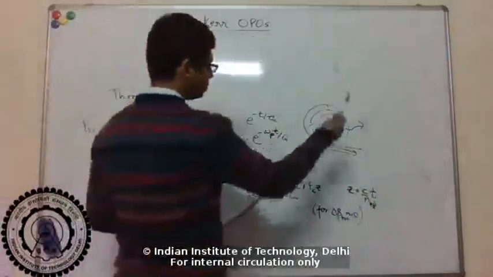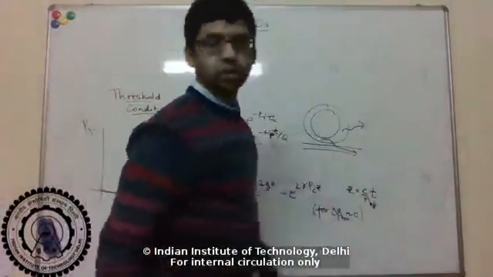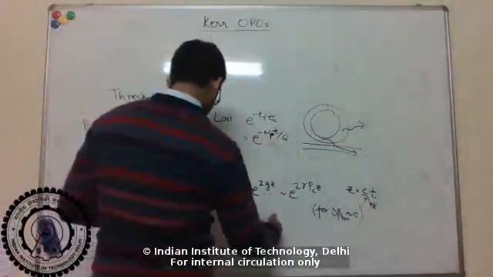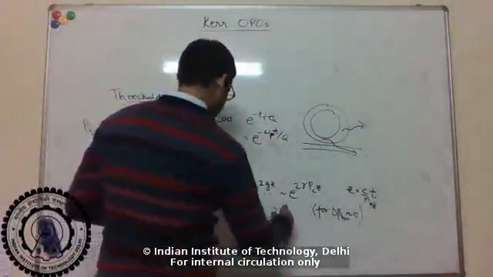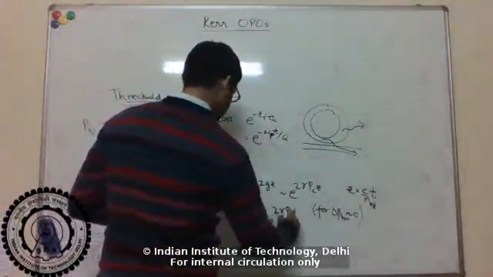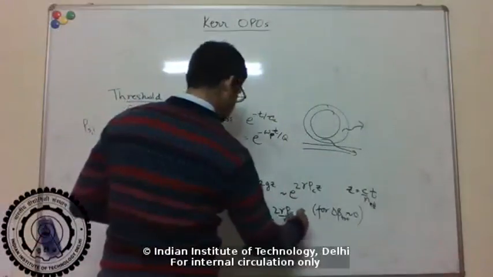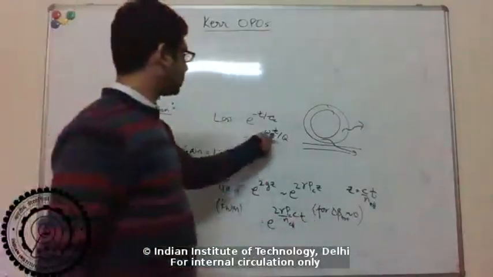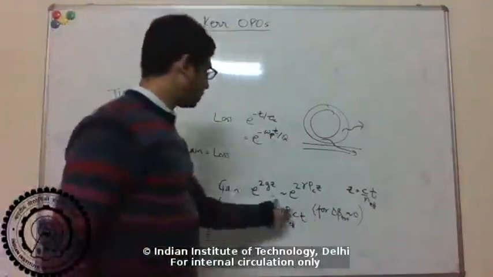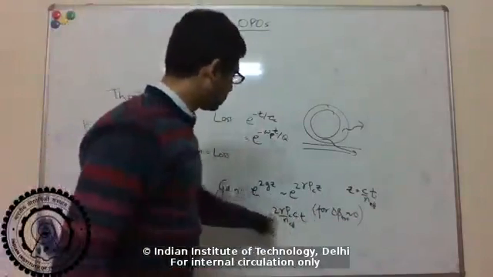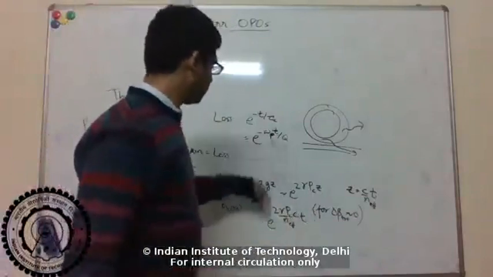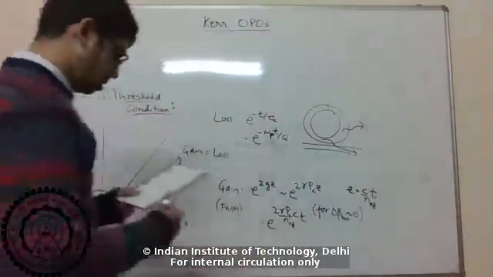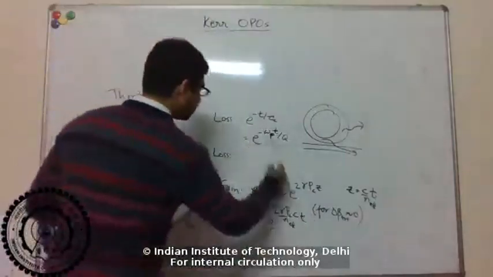So time and position are related just by the speed. So the gain I can write as e to the 2 gamma P times t. So my loss goes as e to the minus some constant times t, and my gain goes as e to the some constant times t. When this constant becomes equal to this constant, then my gain can overcome my loss. So when does that happen? Threshold happens when this becomes equal to this.